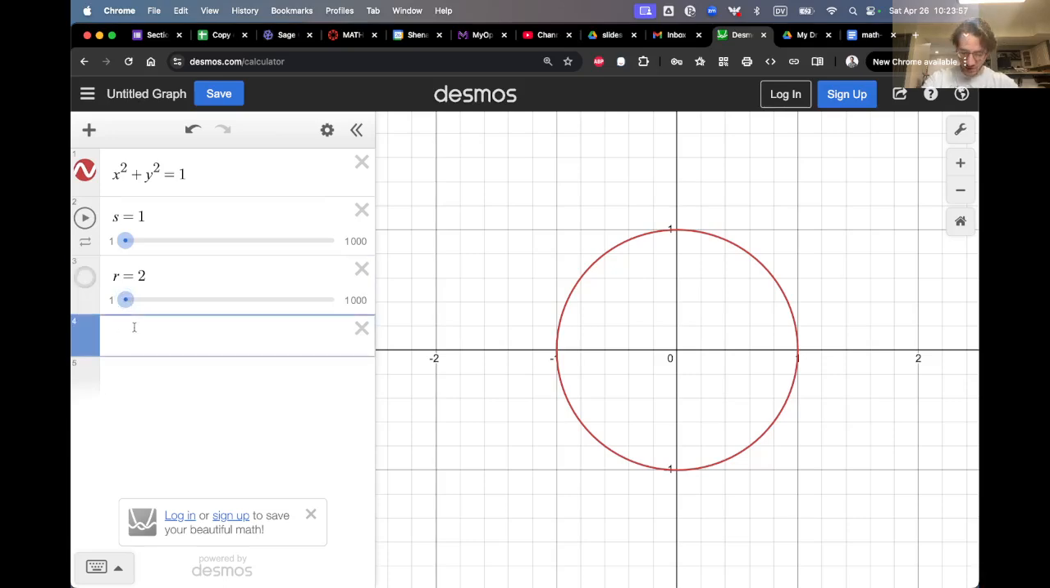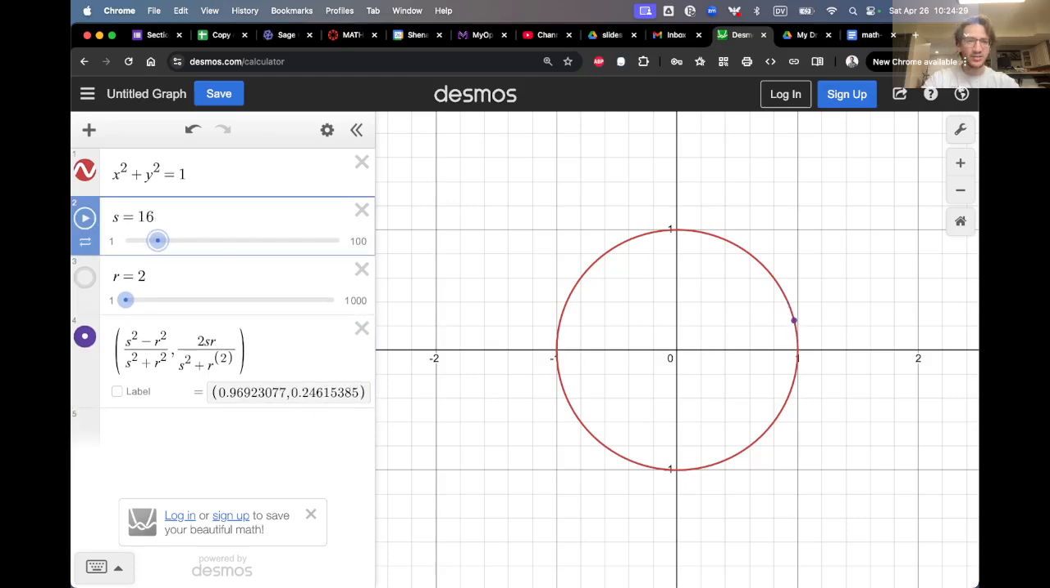And let's make sure that these points are actually on the unit circle. So we've got s squared minus r squared over s squared plus r squared, and 2sr over s squared plus r squared. There we go. So that point clearly lies on the unit circle, and as I drag s around, maybe I went a little too big. Let's go s between 0 and 100 so that as I drag s around, we see that it stays on the unit circle.